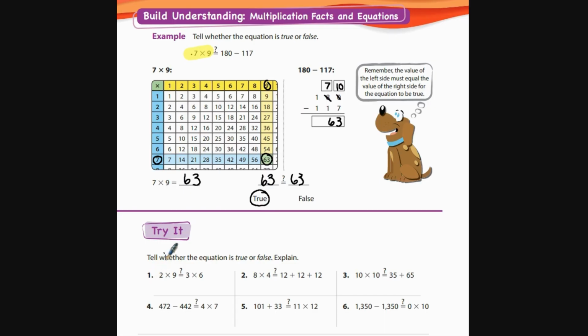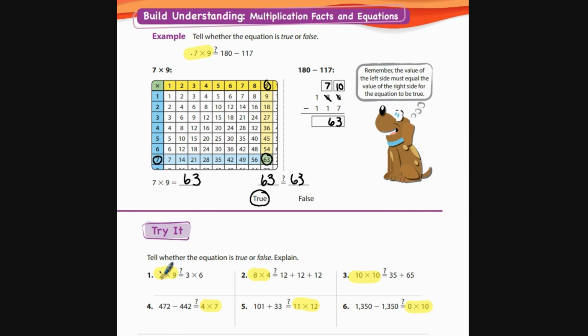Now down here, let's look at the try it. We're going to tell whether the equation is true or if it is false. So I'm going to go ahead and highlight the areas that we're going to work on first. We're going to go ahead and I'll explain why I chose some more than the others. Okay, here we go. And there we go. Okay.